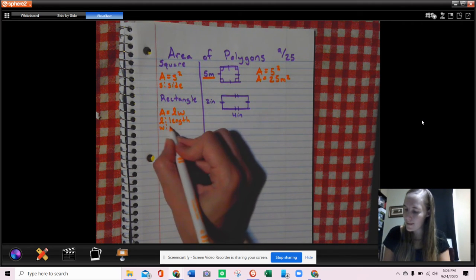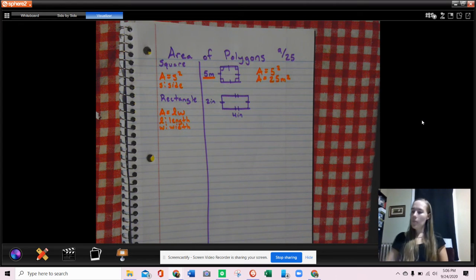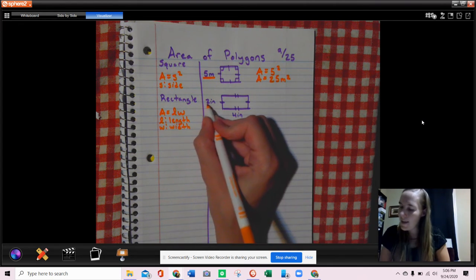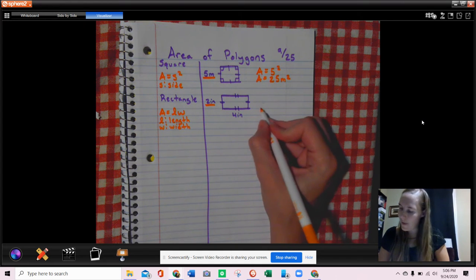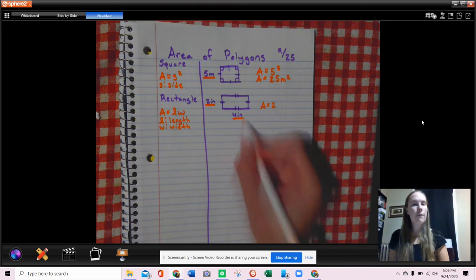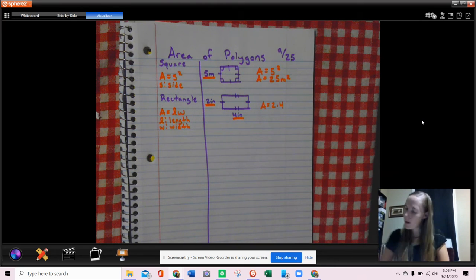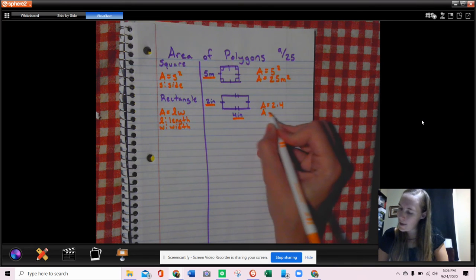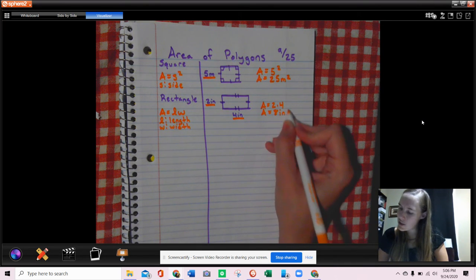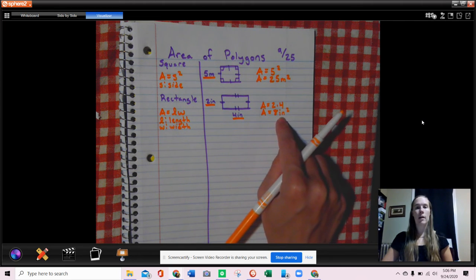So when I'm looking at my rectangle, my length here is 2. So I'm going to have area equals 2, and then my width is 4. So I have area equals 2 times 4. So my area is 8 inches squared. Do not have any naked numbers. Always remember your units.